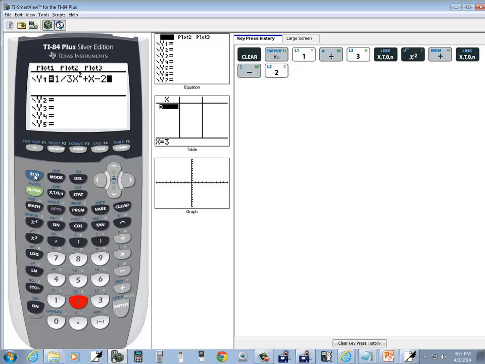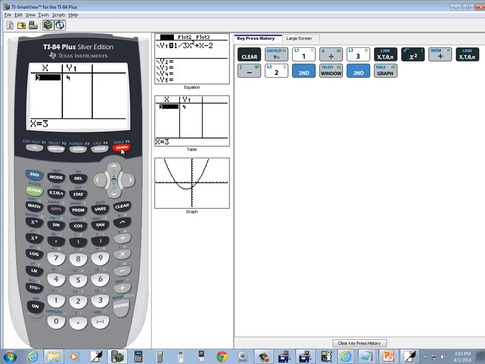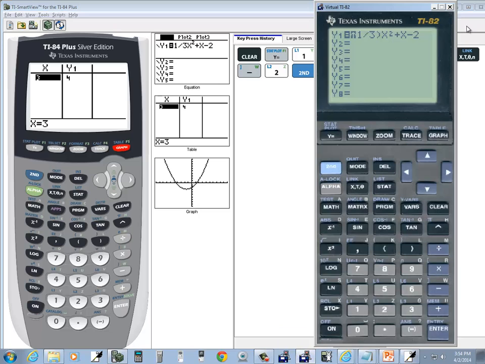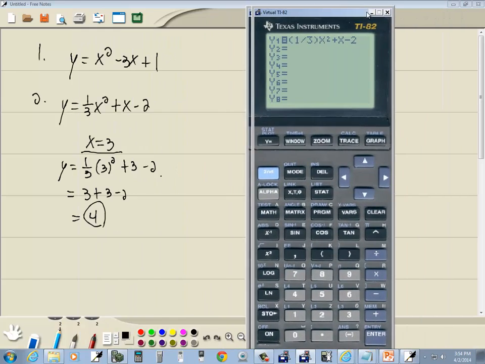Now I'm going to do my table setup. So I do second window. I'm not sure what mine's set at. Okay, it's ask. So then I go to second graph. And see when I put 3 in, it gives me 4, which it should. I shouldn't have to put parentheses around the 1/3. That goes against order of operations. Something to keep in mind if you're working with a TI-82.